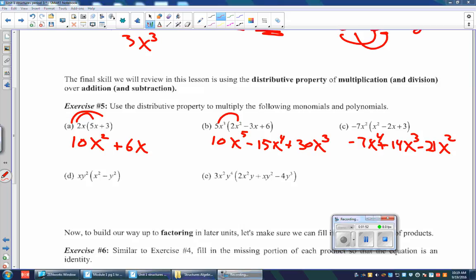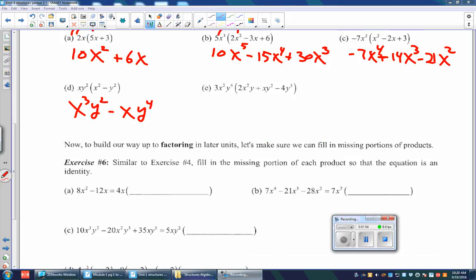And there's the answer to C. And here's the answer to D. Remember, you only multiply like bases. The other base comes along for the ride. And there's the answer for E. If you have any questions, make sure you ask me in class.